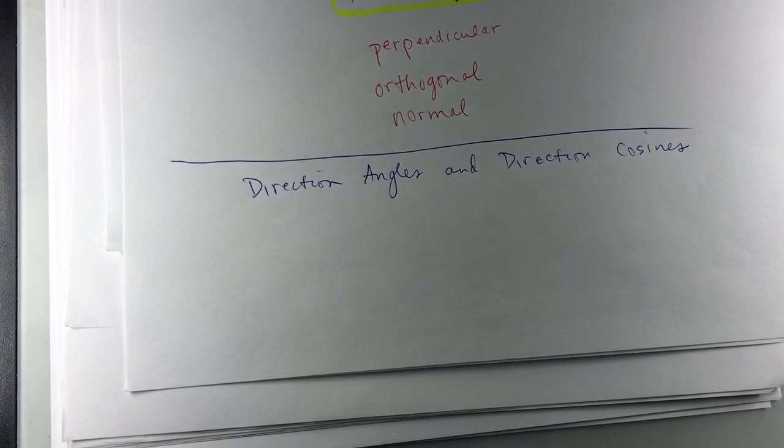Direction angles and direction cosines. The direction angles are the angles that a vector makes with the positive x, the positive y, and the positive z axis.